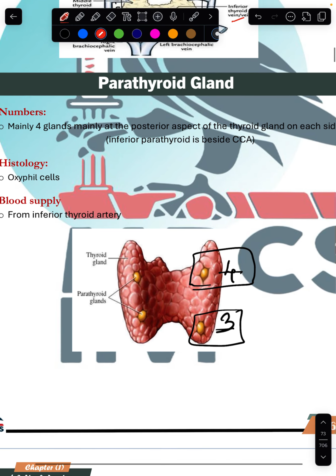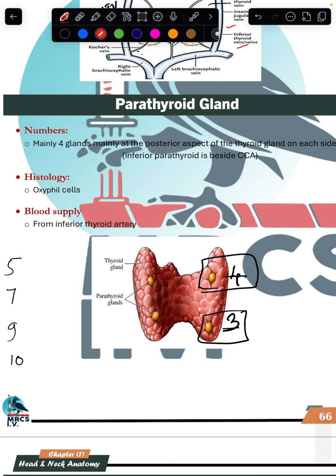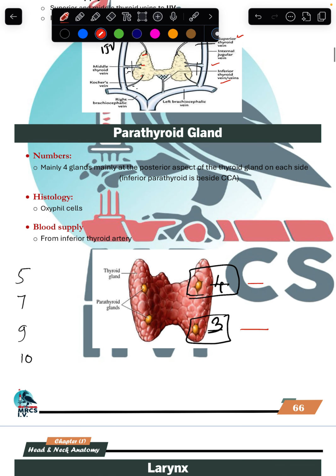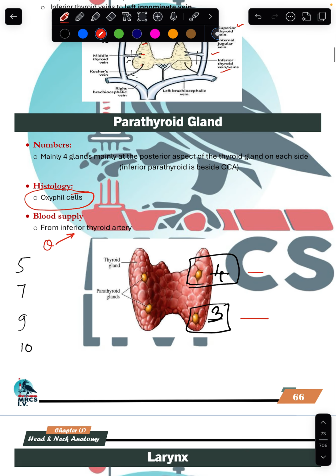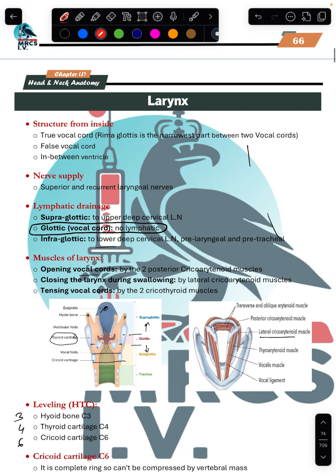So coming to the parathyroid glands, the most commonly asked question is that the superior parathyroid is from the fourth pharyngeal arch, the inferior from the third. There are mainly four glands, on the posterior aspect of the thyroid gland, the inferior beside the common carotid. Histology: oxyphilic cells. The parathyroid glands have oxyphilic cells. And most of the questions on follicular malignancy mention oxyphilic cells. Parathyroids are supplied from the inferior thyroid artery. This is an important thing, so while reading this, we have to remember this.